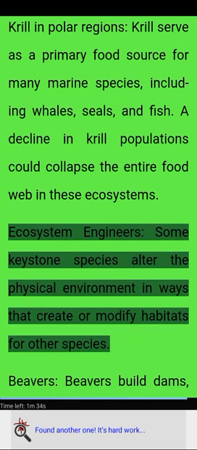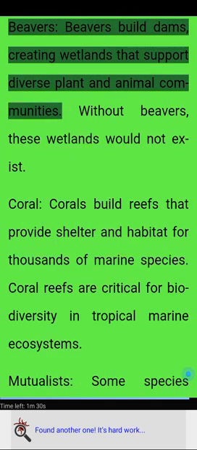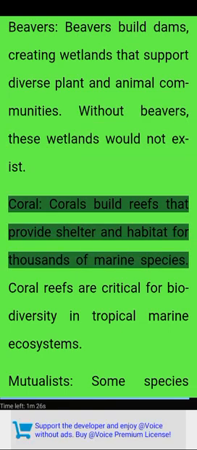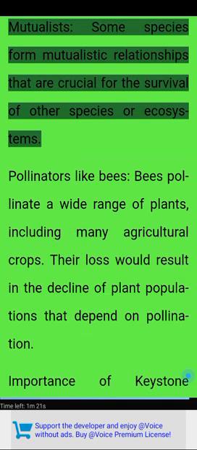Ecosystem engineers. Some keystone species alter the physical environment in ways that create or modify habitats for other species. Beavers. Beavers build dams, creating wetlands that support diverse plant and animal communities. Without beavers, these wetlands would not exist. Coral. Corals build reefs that provide shelter and habitat for thousands of marine species. Coral reefs are critical for biodiversity in tropical marine ecosystems.